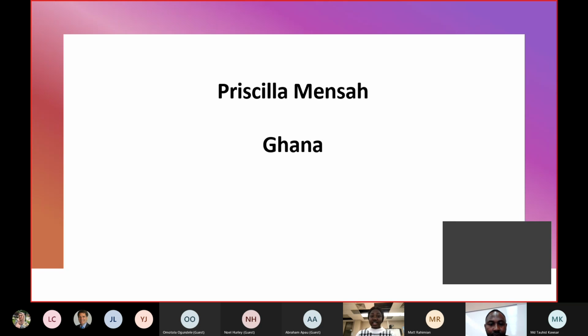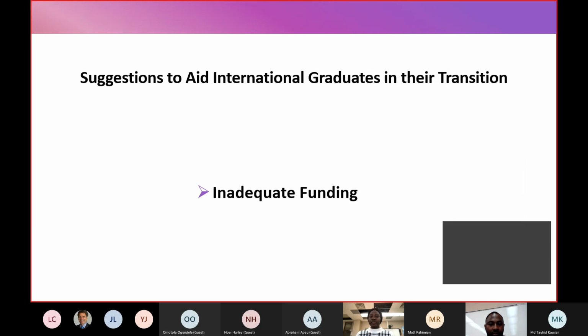I'd like to quickly touch on some recommendations to aid international graduates in their transition. First of all, we'd like to recommend an increase in funding. One of the problems that many international graduate students face is a shortfall in funding to pay for their programs. The School of Graduate Studies should have a better organization of the scholarships offered to international students and should inform students at application stage about what funding sources are available. Most African students are not privy to these funding opportunities until they are almost done with school.